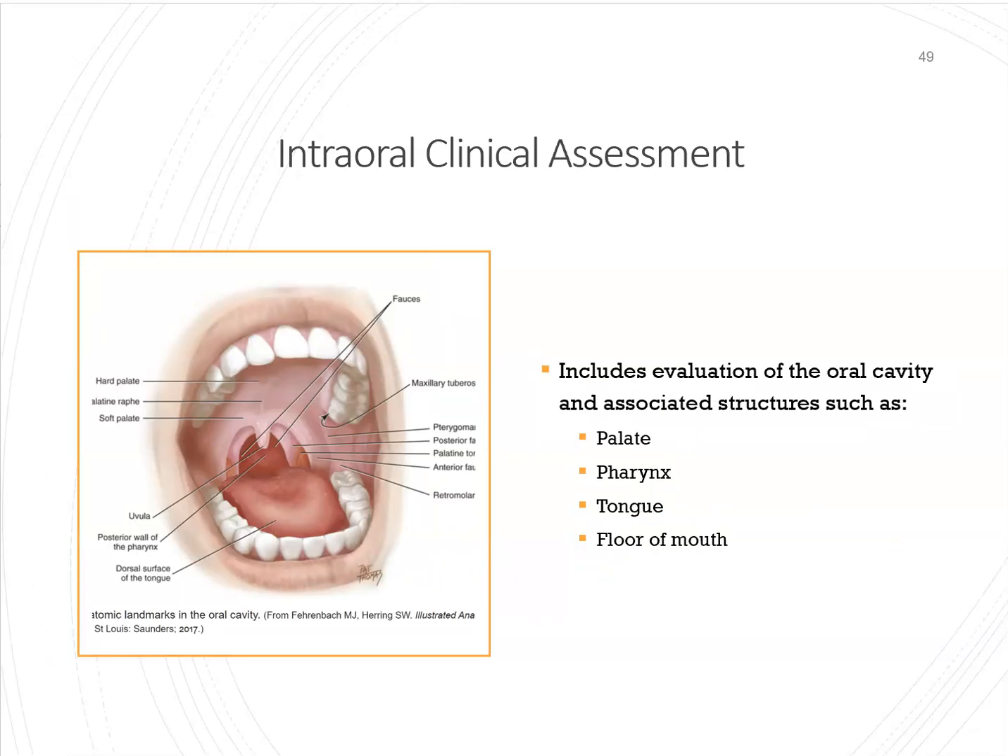Intraoral. When we do an intraoral assessment, we are looking at everything inside. We're looking at the palate. We're looking at the pharynx, which is where the throat is, all the way at the back. We're looking at the tongue. With the tongue, always be sure to lift up the tongue and look on the underneath side, the ventral surface, and also the side, the lateral surface, because if you see a cancerous lesion, that's typically where you would find it.